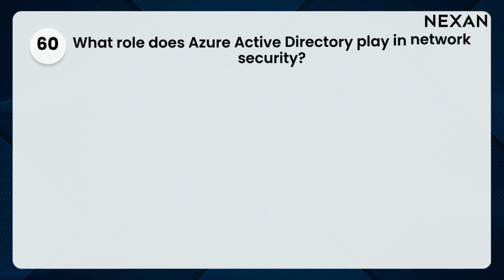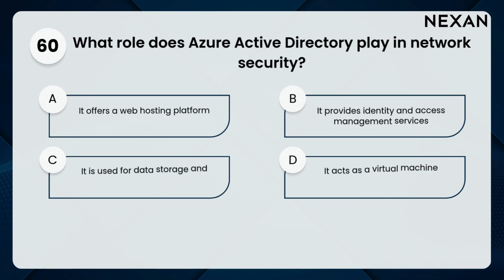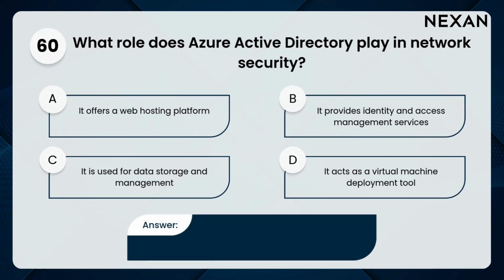60. What role does Azure Active Directory play in network security? A. It offers a web hosting platform. B. It provides identity and access management services. C. It is used for data storage and management. D. It acts as a virtual machine deployment tool. Answer: B. It provides identity and access management services.